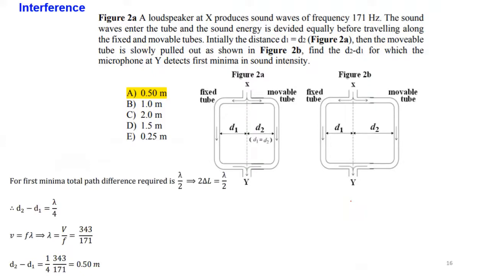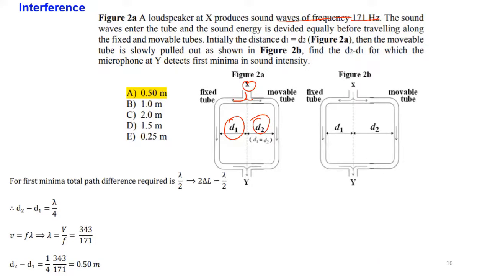It's also an easy problem, but let's just go through it. So a loudspeaker at X is here, producing a sound wave, and I give you the frequency of the sound wave, 171 Hertz. The sound wave enters the tube and the sound energy is divided equally before traveling along the fixed and movable tube. Okay, great. Initially, the distance d1 is equal to d2. You see, d1 here is equal to d2.